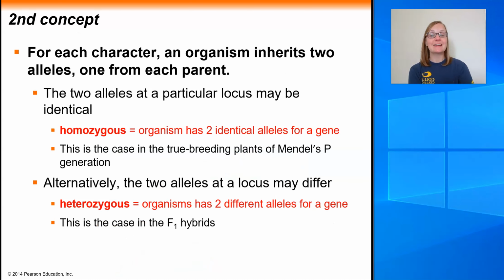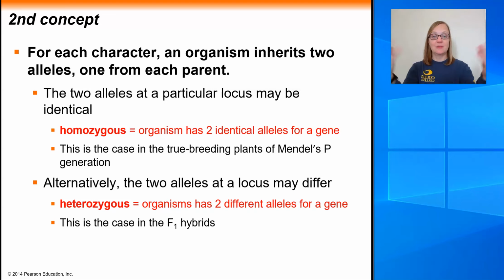All right, second concept, and we've kind of looked at this already on the previous slide, but for each character, an organism is going to inherit two alleles, one from each parent. This makes a lot of sense, right? Because you get one set of chromosomes from your mom, one set of chromosomes from your dad. So you have two copies of every gene.